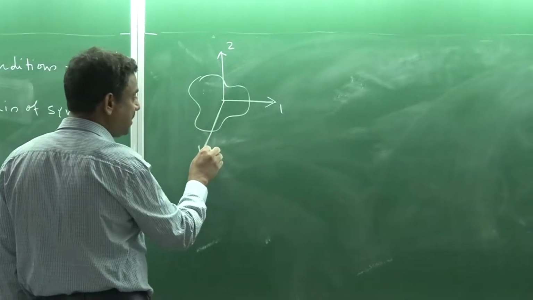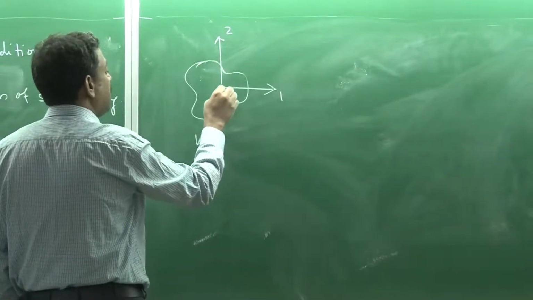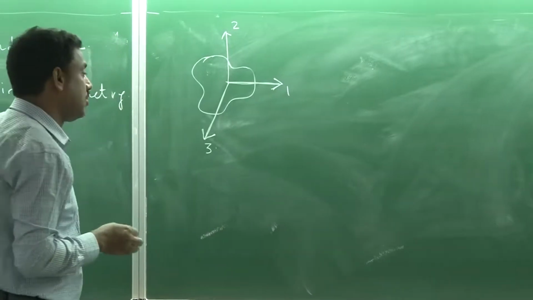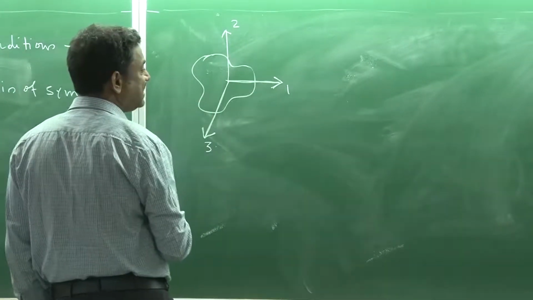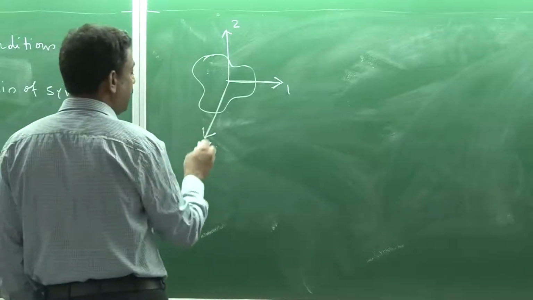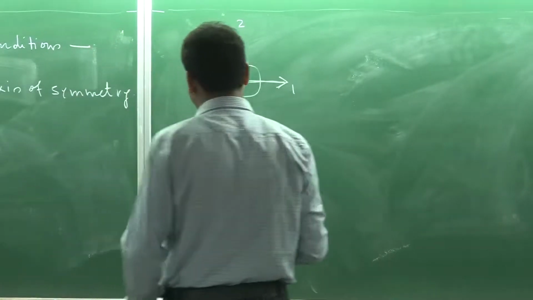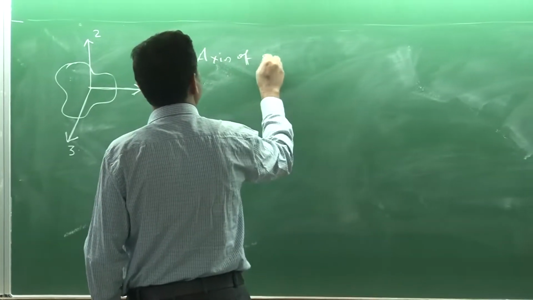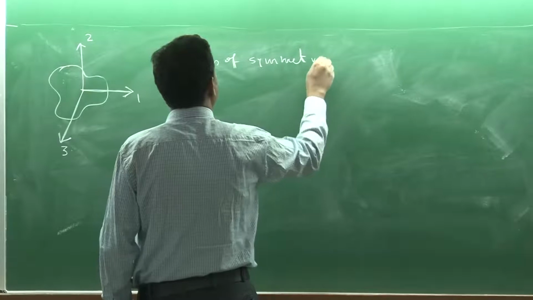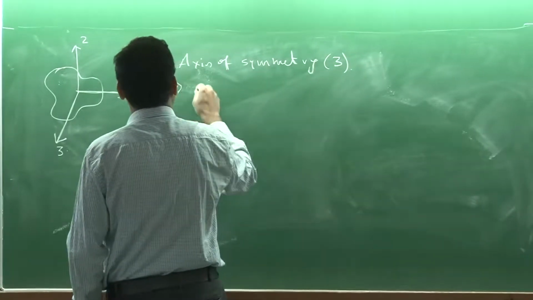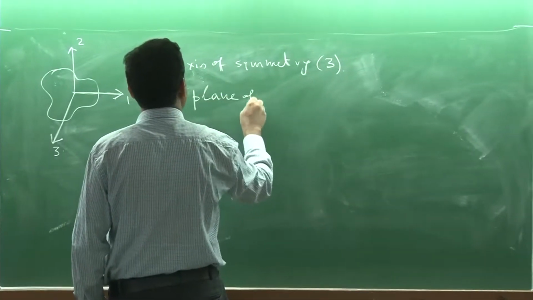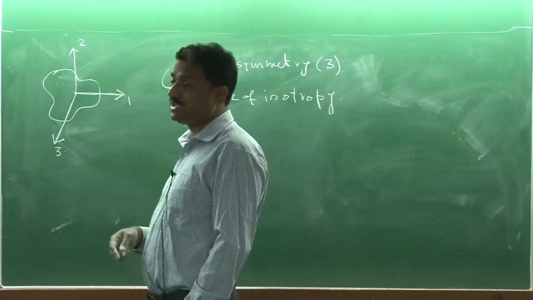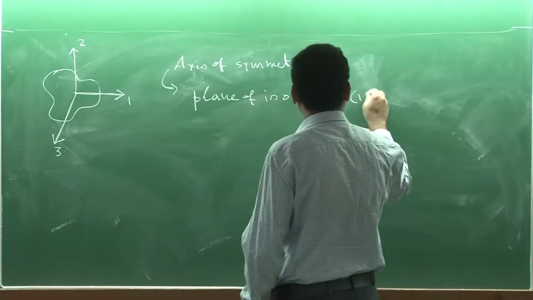then whatever actions you produce perpendicular to this 3 axis, the material will not be able to distinguish between the directions. So, axis of symmetry 3 is also called a plane of isotropy. If axis 3 is an axis of symmetry, then the 1, 2 plane is a plane of isotropy.